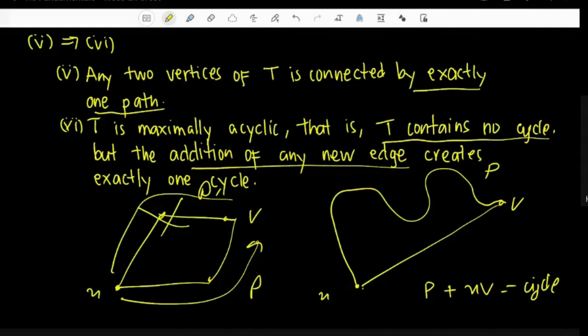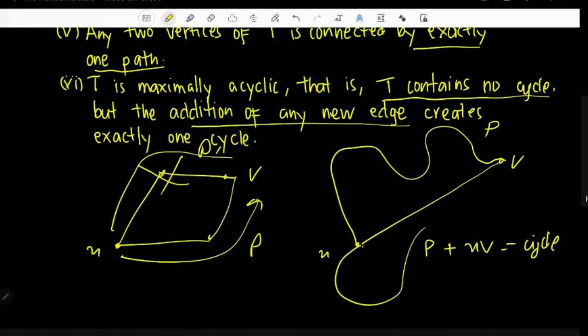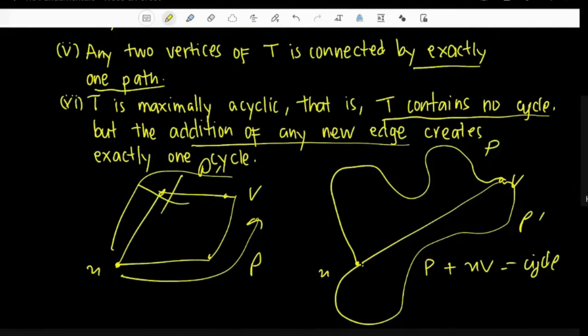So let's assume that there's another cycle created by introducing the edge UV. So let's say that this is a new cycle created by the edge UV, right? So that would imply that there is another path from U to V. And that will contradict our assumption that there is exactly one path that connects U to V. So that means this path is not possible. So adding the edge UV will add exactly one cycle.